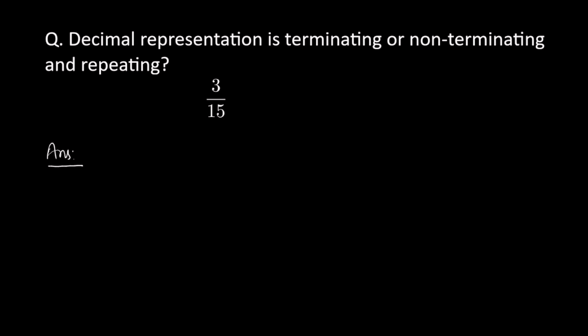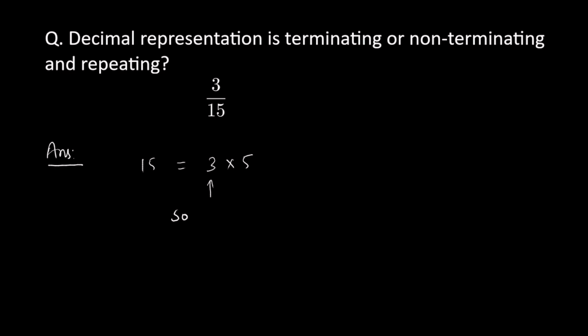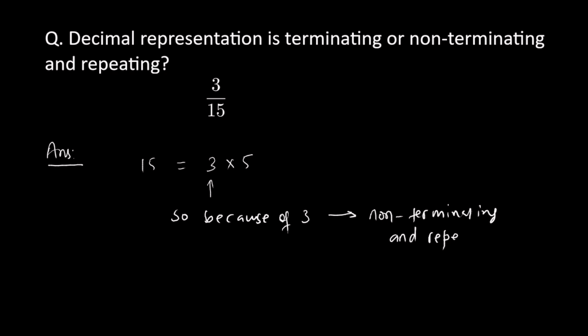So here we have a question: is the decimal representation terminating or non-terminating and repeating? We look at its denominator, which is 15, and we write its prime factors: 3 times 5. As we have discussed, if denominators have prime factors other than 2 and 5, then that rational number has a non-terminating and repeating decimal representation. So because of 3, we write that it is non-terminating and repeating. But if you do it as it is, you get a wrong answer. Why is that? Because this fraction is not in its simplest form. We have to first convert it into its simplest form, then we look at its denominator.